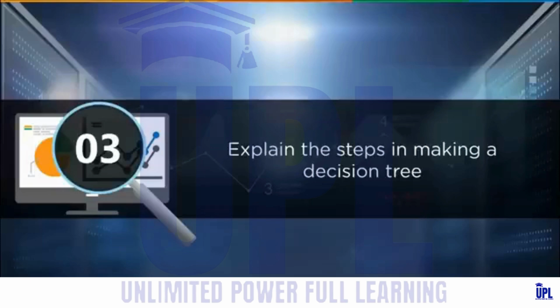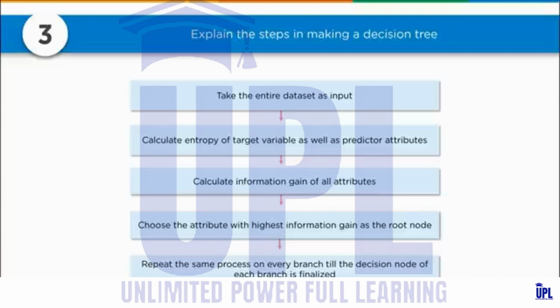Explain the steps in making a decision tree. And I noticed last time we brought up the decision tree and the forest, a lot of questions came up. What is the difference? So let's go through that. When you make a decision tree, you're going to take the entire data set as input. You're going to calculate entropy of the target variable as well as the predictor attributes.